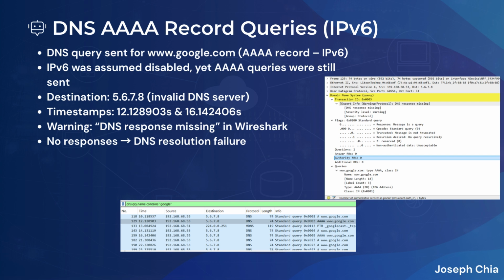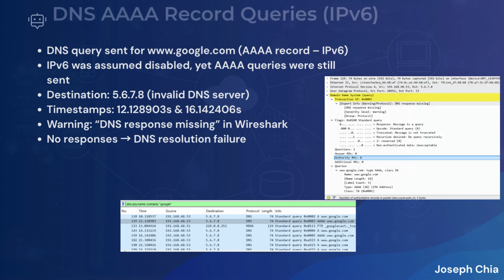Here's the breakdown of the IPv6 DNS packet header. The source IP address is 192.168.68.53 and it is sending to 5.6.7.8 over UDP port 53, the standard DNS port. The query type is AAAA, which means it's specifically requesting an IPv6 address. As you can see, there are no answer or authority records in the packet, confirming that the queries were unanswered. Again, we get the "DNS response missing" warning from Wireshark.